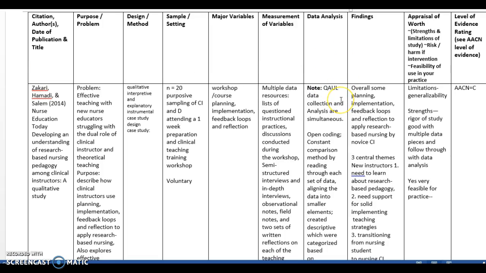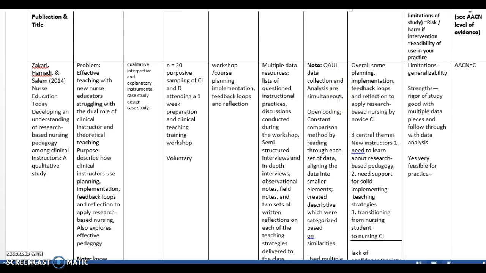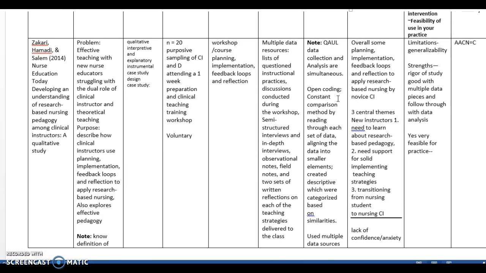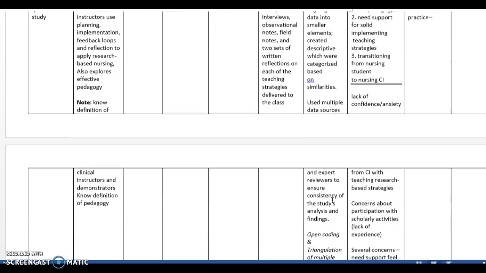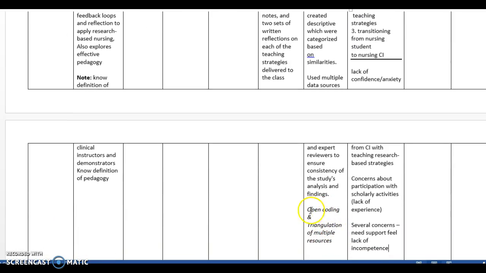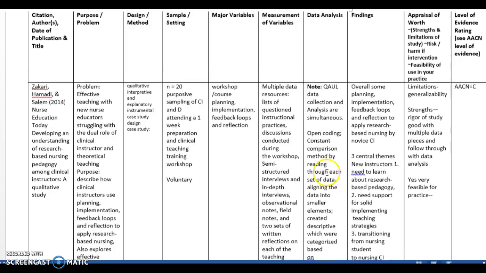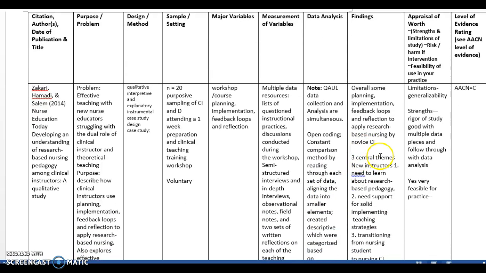So with data analysis, again, analysis and collection occur at the same time. They did open coding. They did constant comparison. They transcribed all the interviews verbatim. With their open coding, they categorized similar concepts. They also used triangulation, which I have right down here. And in the end, then, they found 3 central themes.